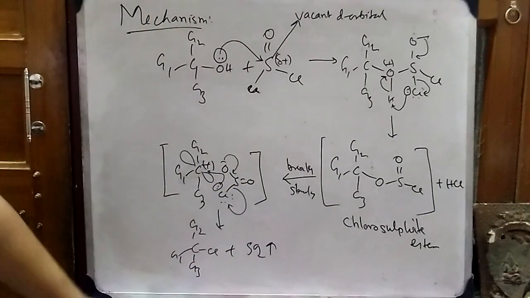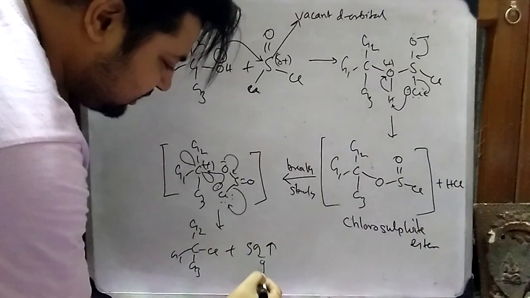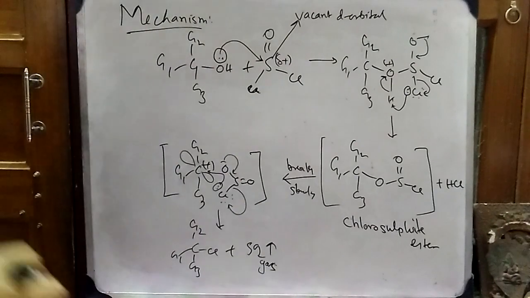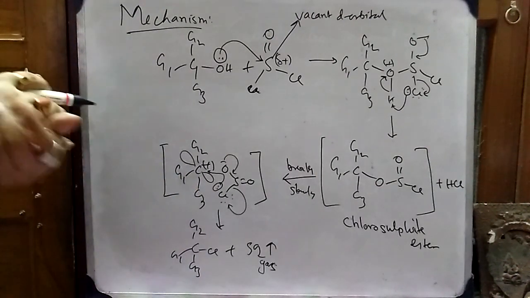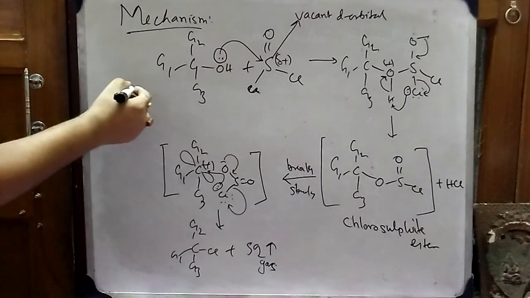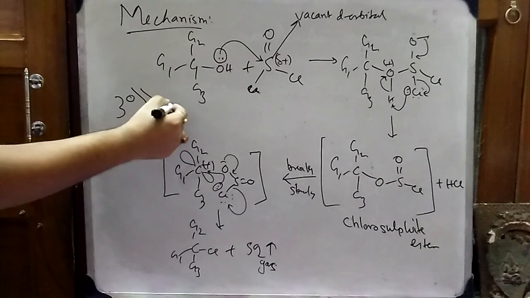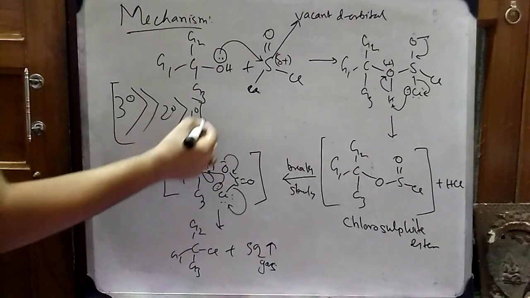That is why this reaction is favorable, because SO2, which is gaseous in nature, has formed as a byproduct. SO2 gas increases the overall entropy of this process, making it a very favorable phenomenon. Here you may think that if a carbocation formation takes place, then a 3-degree alkyl halide would be much more reactive than 2-degree than 1-degree, but in reality this does not happen.